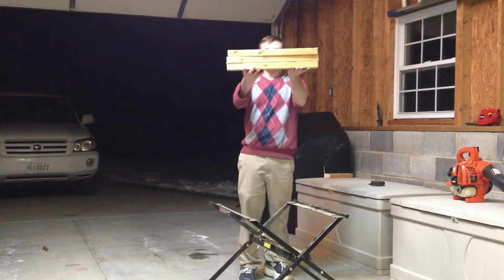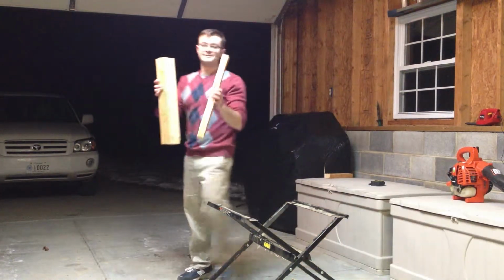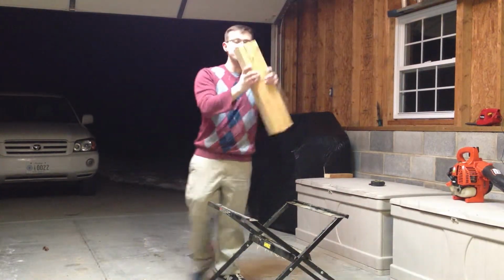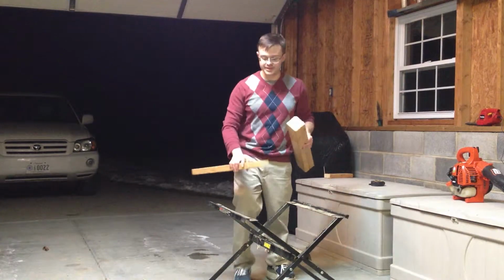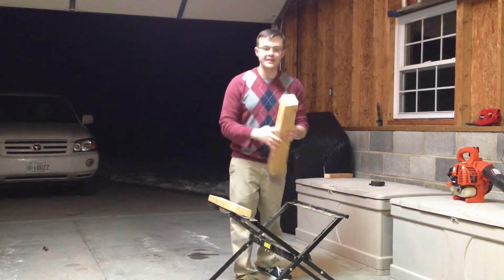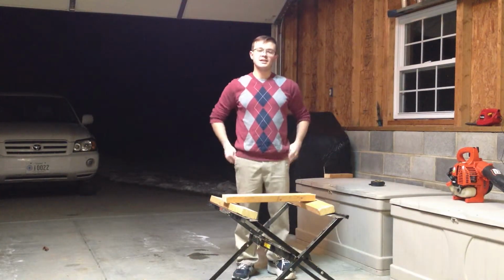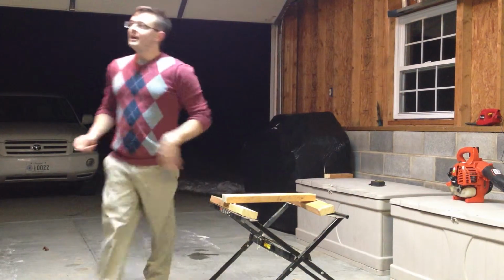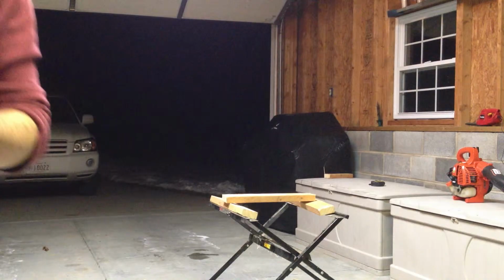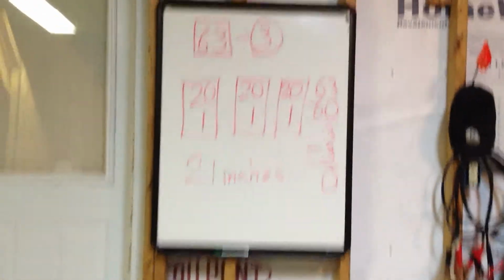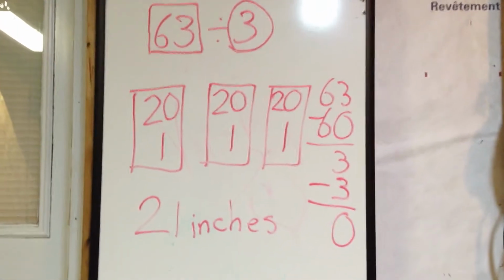And here we can see 3 nicely equal-sized boards. So, my question to you is, how long are each of these boards? Are they different lengths? Are they the same length? What do you think? So, how long should each of our boards be based on our division problem?